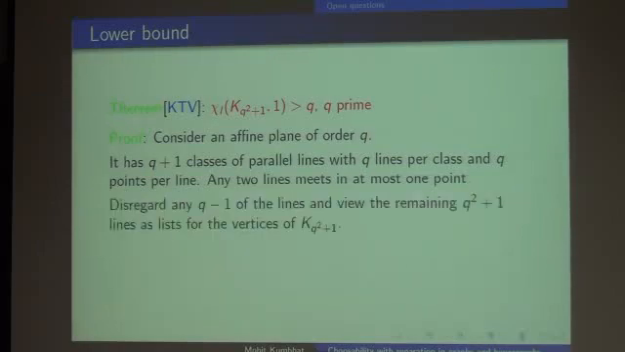So what do we do with this? We have Q squared plus Q lines. We disregard any Q minus 1 of them, and we have Q squared plus 1 lines now, and we treat them as the lists for the vertices of the complete graph.